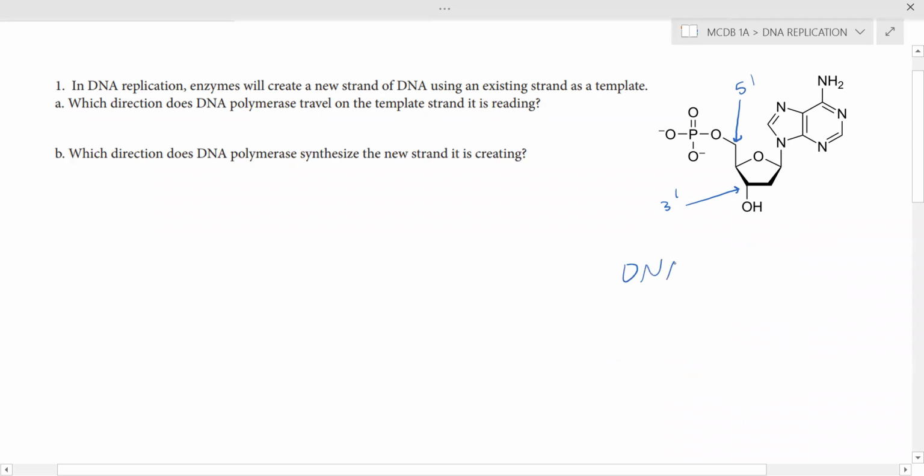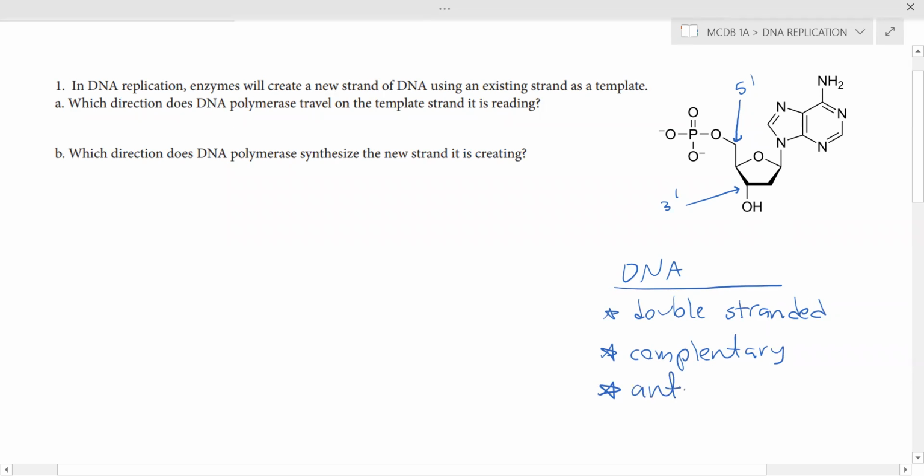Just some important things to know about DNA that I want to make sure we're on the same page on. Right, it's double-stranded. You guys already knew that though, probably even before this class, right? It's double-stranded. It's complementary. We'll talk about what that means, and it's anti-parallel. We will also talk about what this means. Right, so let's say here's our double-stranded DNA. So one strand, another strand.